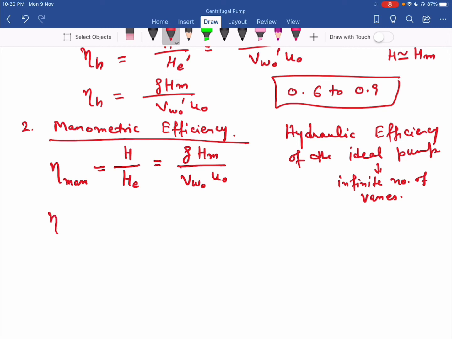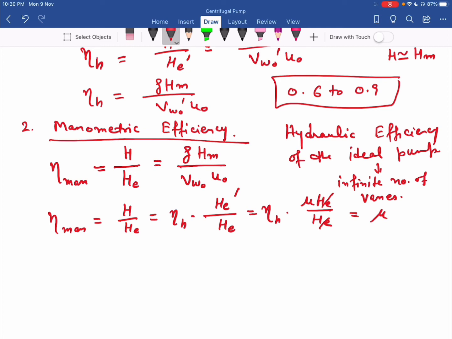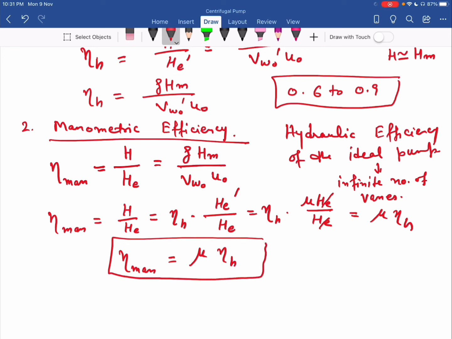So I can also write eta MAN is equal to H upon He, that is equal to hydraulic efficiency into He dash upon He. Or I can write it as hydraulic efficiency into mu He upon He. So He cancels with each other, so equal to mu times eta H. So eta manometric is also equal to mu times eta H, another relation for manometric efficiency. So when mu is equal to 1, hydraulic efficiency becomes equal to manometric efficiency.